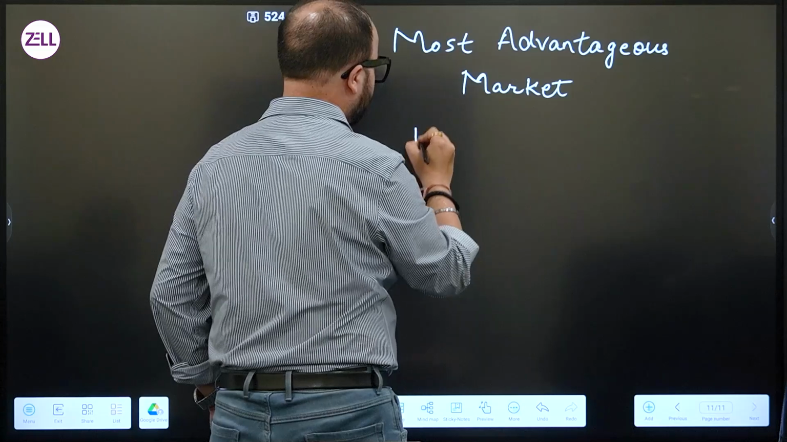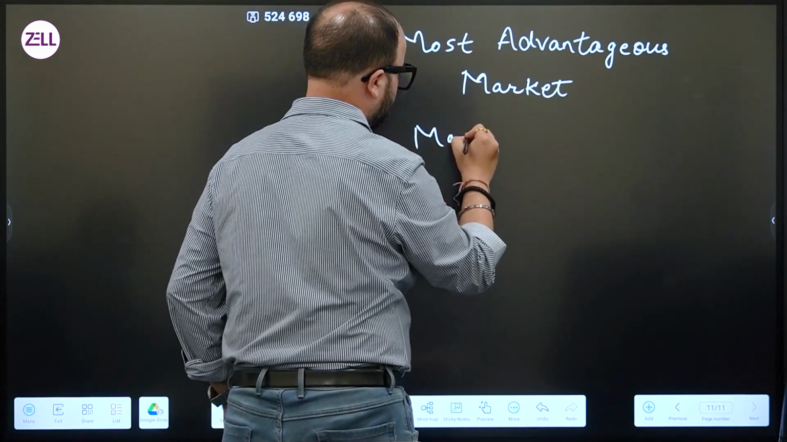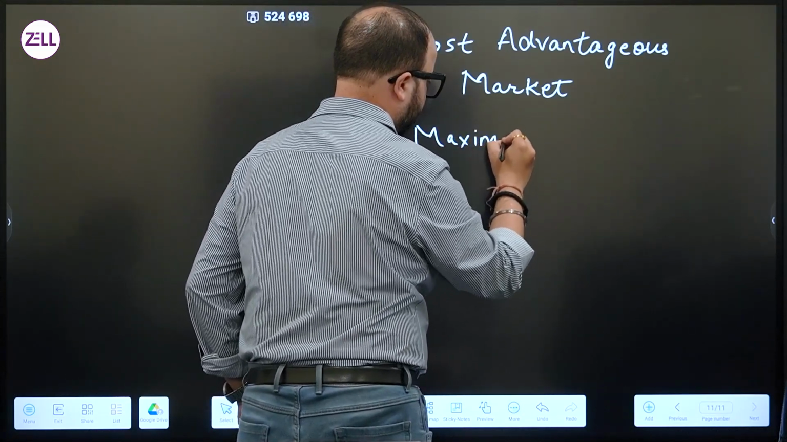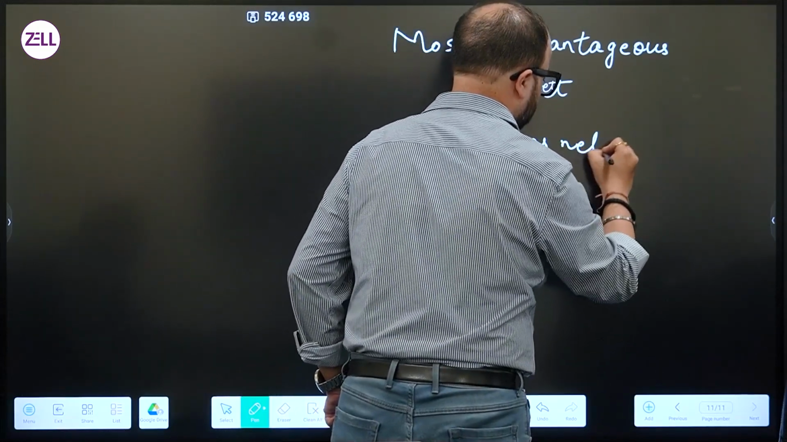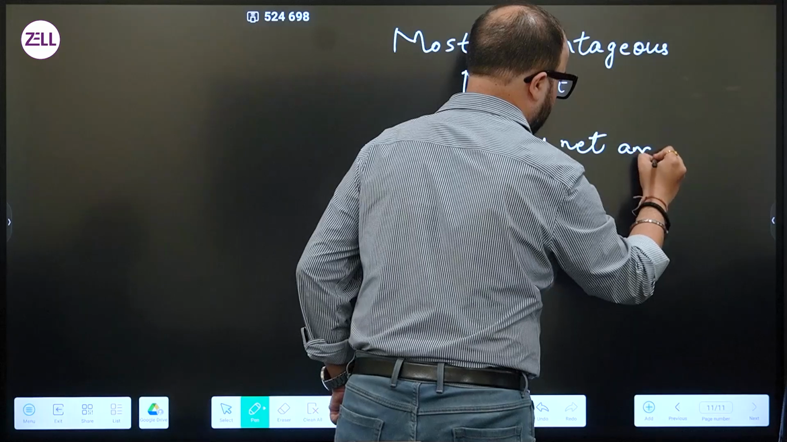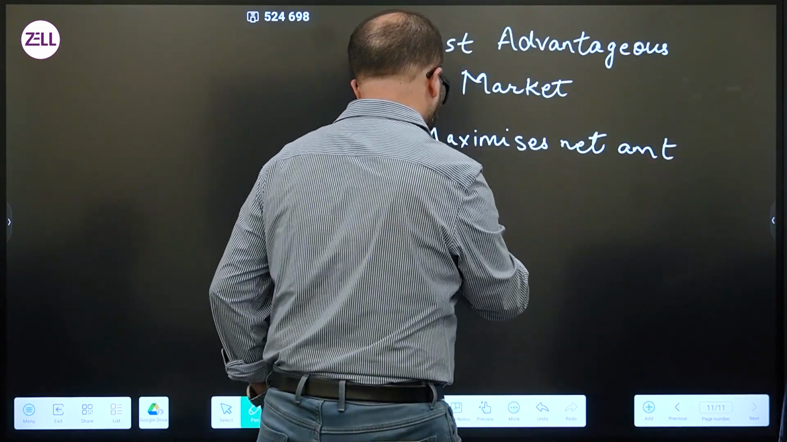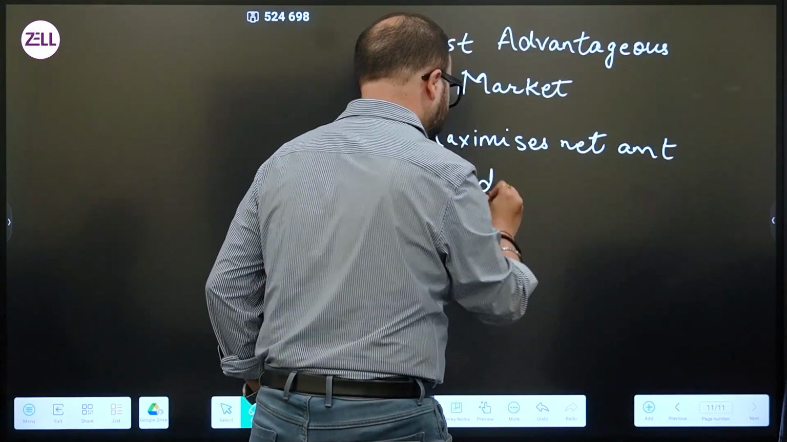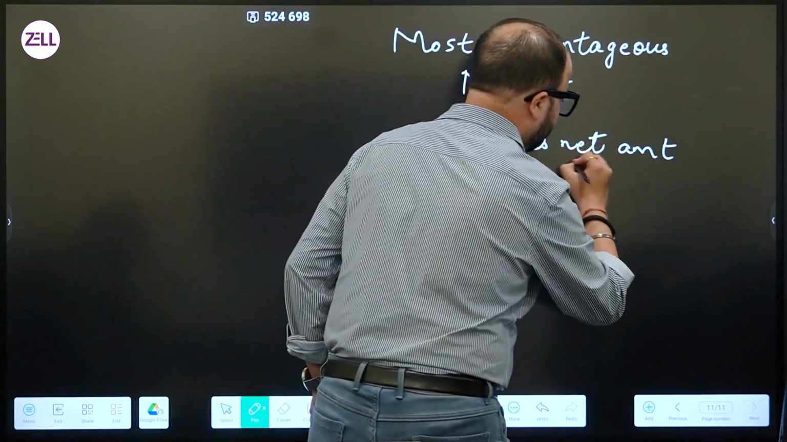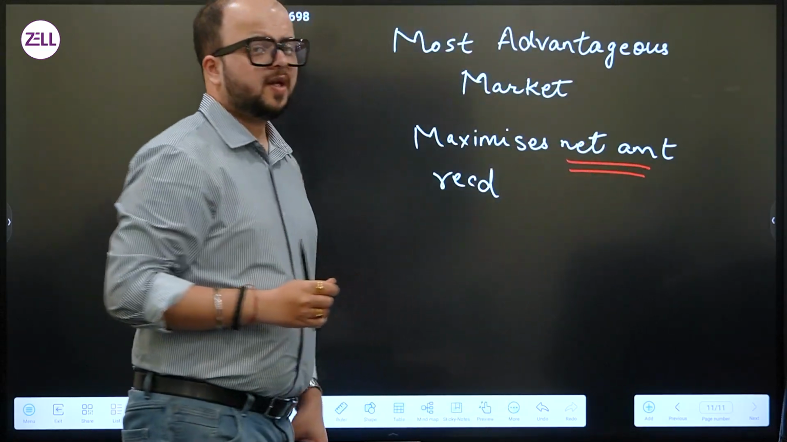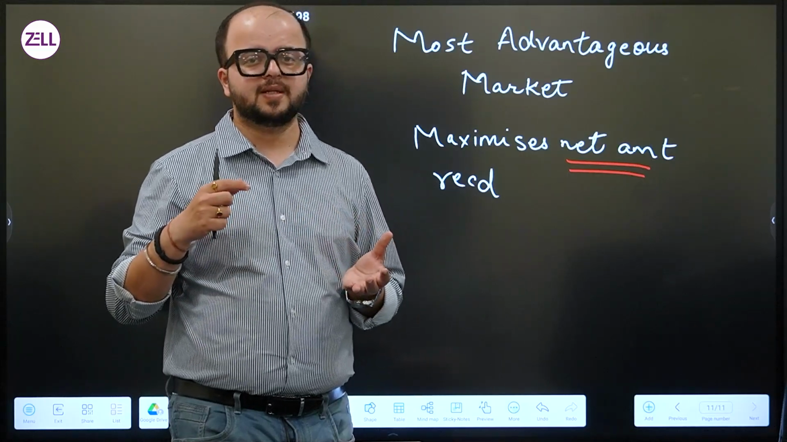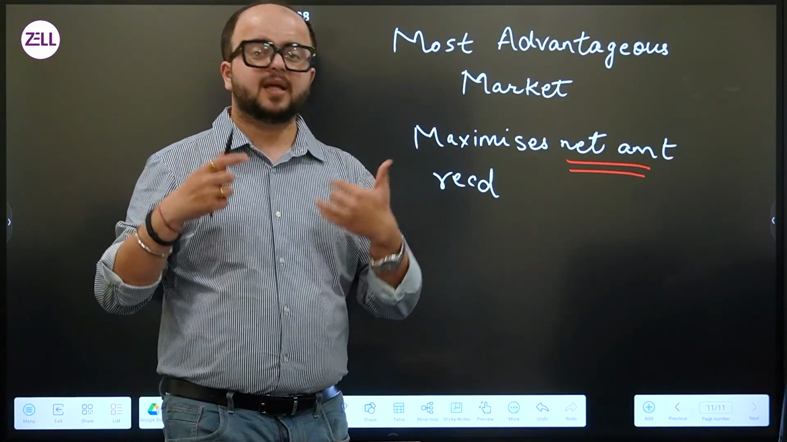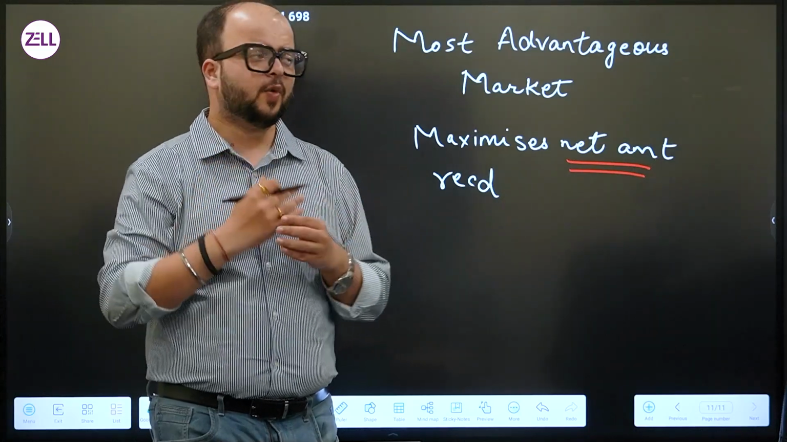This is the market which maximizes net amount received, which means the focus is on the words net amount received. For example, I am a seller and I am trying to sell, say, earrings on different websites.